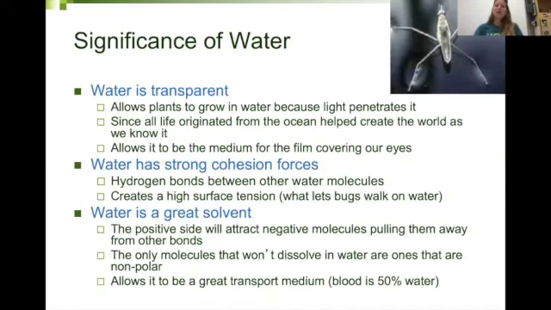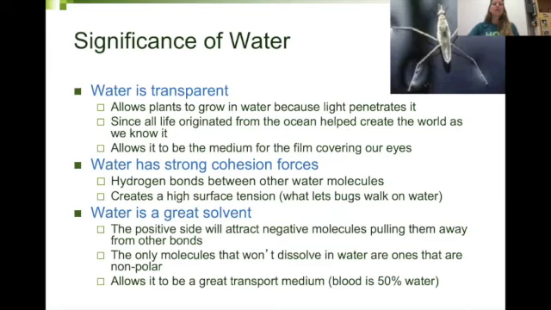So why do we even care about water in a bio class? Water is transparent. This is important because the majority of photosynthesis takes place in bodies of water. Think about your planet, it's 70% water, and we're going to have photosynthesis, because water is transparent, occurring in the top 100 feet of every body of water. That accounts for 70% of the oxygen that you're breathing. We think that all life originated in the oceans, and it also allows it to be a film or a medium to cover your eyes so you can see through the water of your eyes.